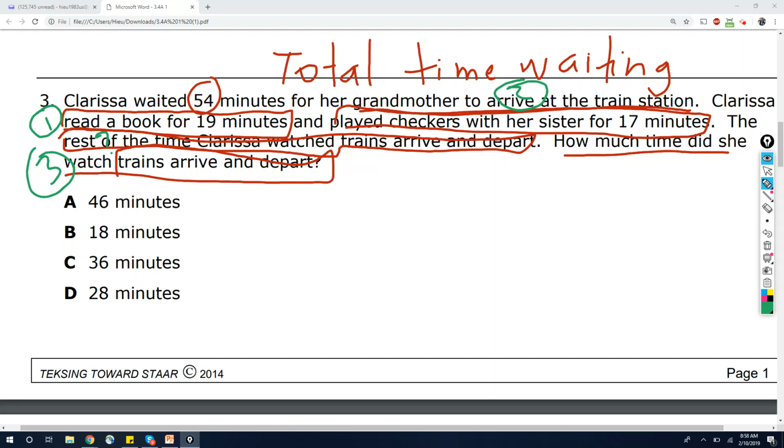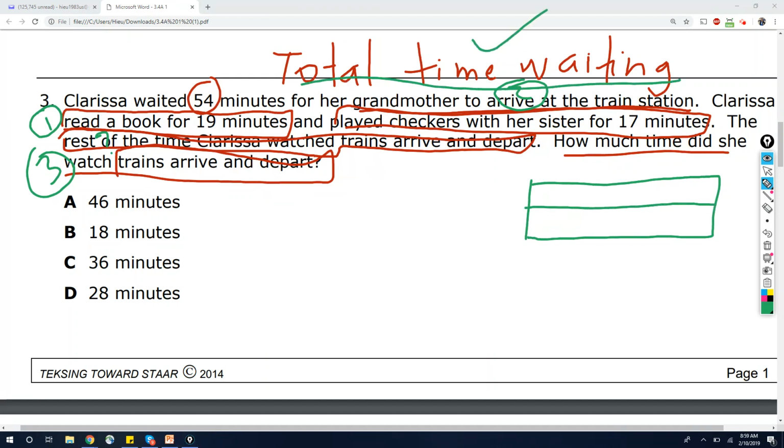We don't know. So put the question mark, but that is another thing that she did. All right, so again, in the 54 minutes waiting for her grandmother, she did 3 things. Read a book, play checkers, and watch the trains arrive and depart. Does that make sense? Now, we are going to draw our strip diagram. Do you know the total time she waited? Yes, Miss Wynn, take a note right here. So the total time she waited is 54 minutes. In this 54 minutes, there were 3 things that she did. So I'm going to divide them into 3 parts.